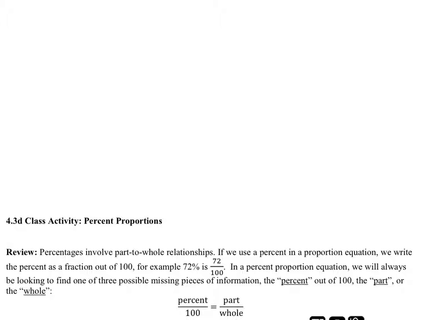So just to review, percentages involve part to whole relationships. If we use a percent in a proportion equation, we write the percent as a fraction out of 100. For example, 72% is 72 out of 100. In a percent proportion equation, we will always be looking to find one of the three possible missing pieces of information: the percent out of 100, the part, or the whole.